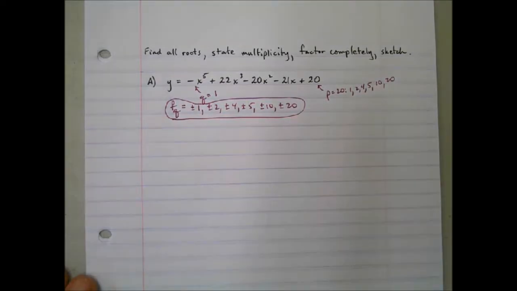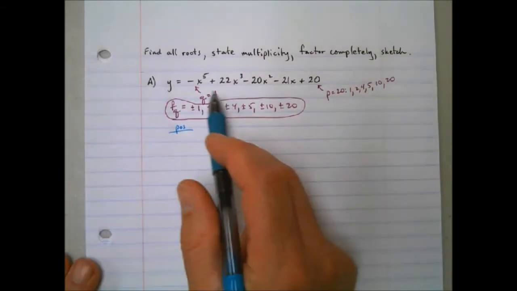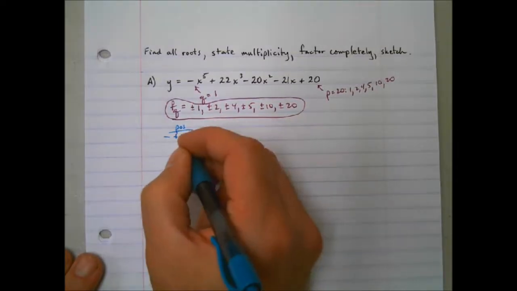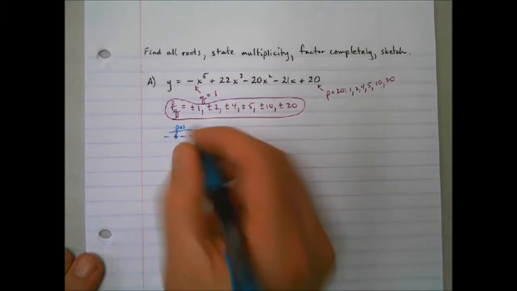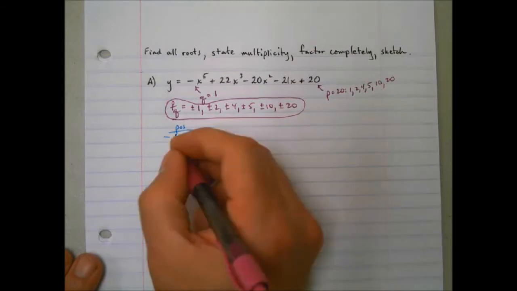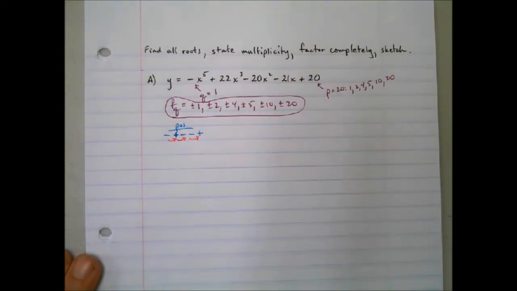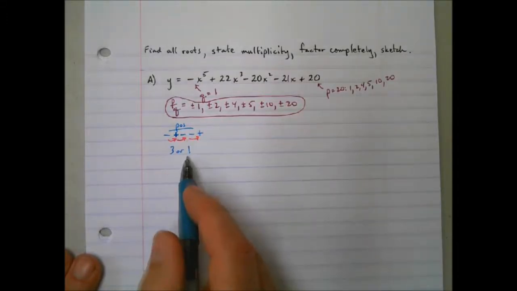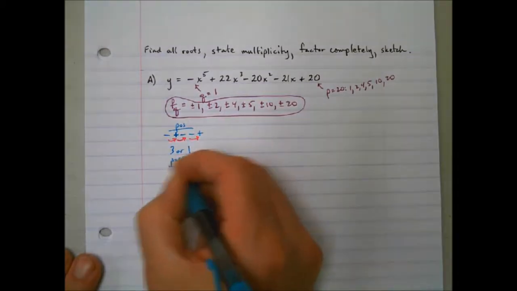Okay. Secondly, checking Descartes. So if we're going to do the positives, right now the signs are negative, positive, negative, negative, positive. And so the sign changes: 1, 2, 3 sign changes. And so we have 3 or 1. I've reached 1, so stop. 3 or 1 positive real roots.